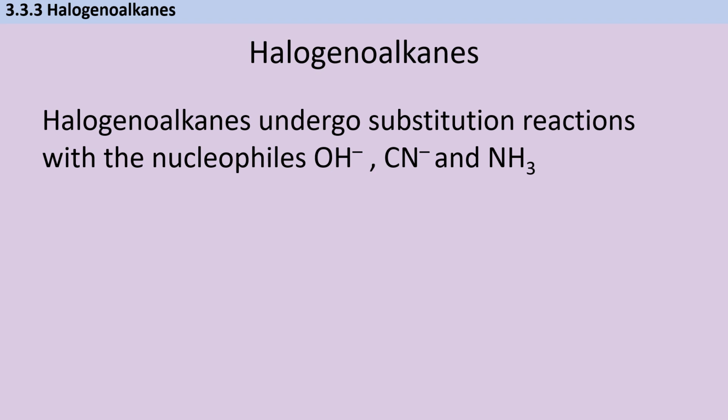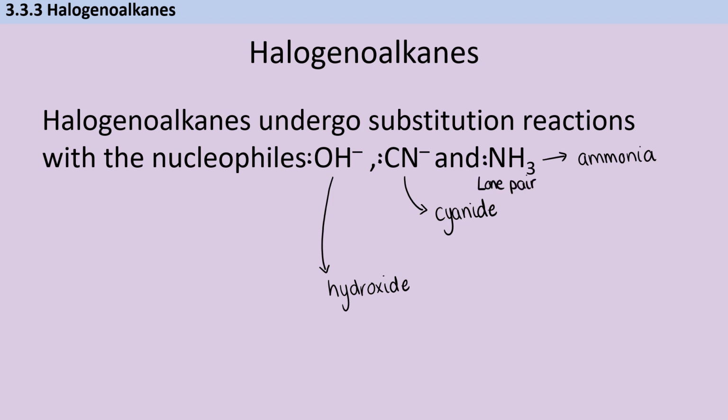So on to the new stuff. Halogenoalkanes undergo substitution reactions with nucleophiles, and there are three named examples here. Hydroxide and ammonia you're already quite familiar with, but the new one will be the cyanide ion. It's important to note that all three of these species have a lone pair of electrons, and also that both hydroxide and cyanide have got negative charges.